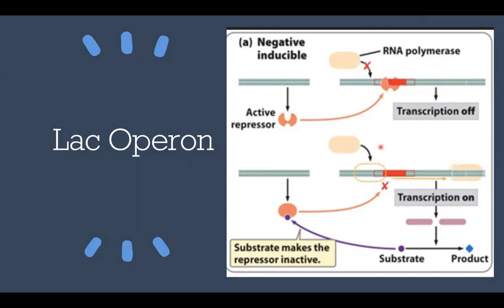As you observe the bottom portion, the small molecule is present. This binds to the repressor, causing a conformation shift, which inhibits the repressor from binding to the operator. Because the repressor cannot bind, RNA polymerase is able to come in and bind, activating DNA transcription.